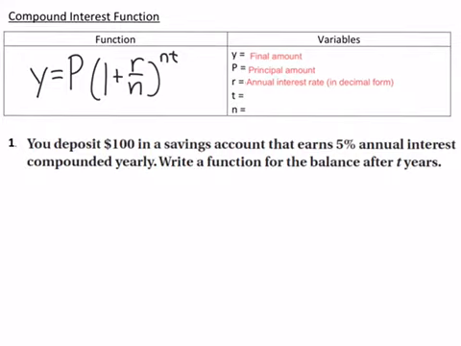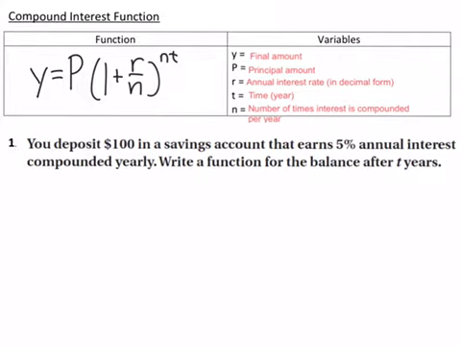And then T is going to be, of course, as we talked about, time. And this time it's going to be in years. We're talking about over a year span. And then N is going to be the number of times that the interest is compounded per year. So if they say monthly, well, that's 12 times per year. If it says annually, that's 1 time per year. So you're just going to plug in what you know.